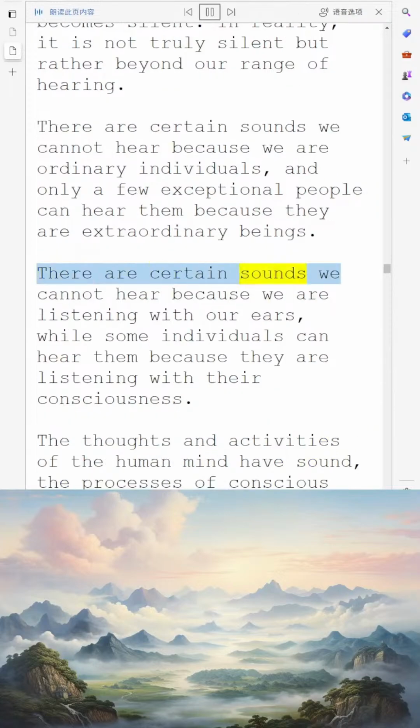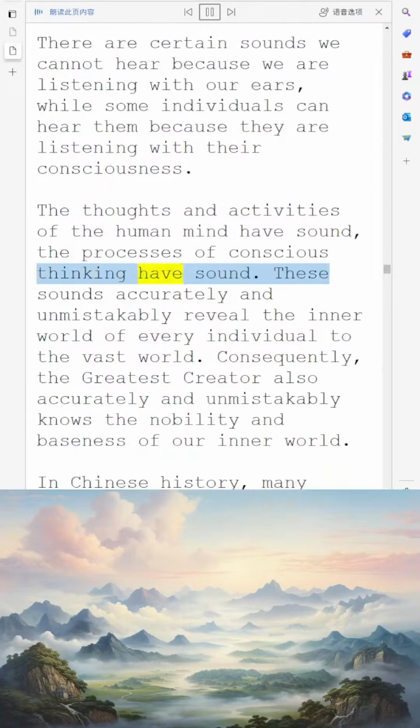There are certain sounds we cannot hear because we are listening with our ears, while some individuals can hear them because they are listening with their consciousness. The thoughts and activities of the human mind have sound. The processes of conscious thinking have sound. These sounds accurately and unmistakably reveal the inner world of every individual to the vast world. Consequently, the greatest creator also accurately and unmistakably knows the nobility and baseness of our inner world.